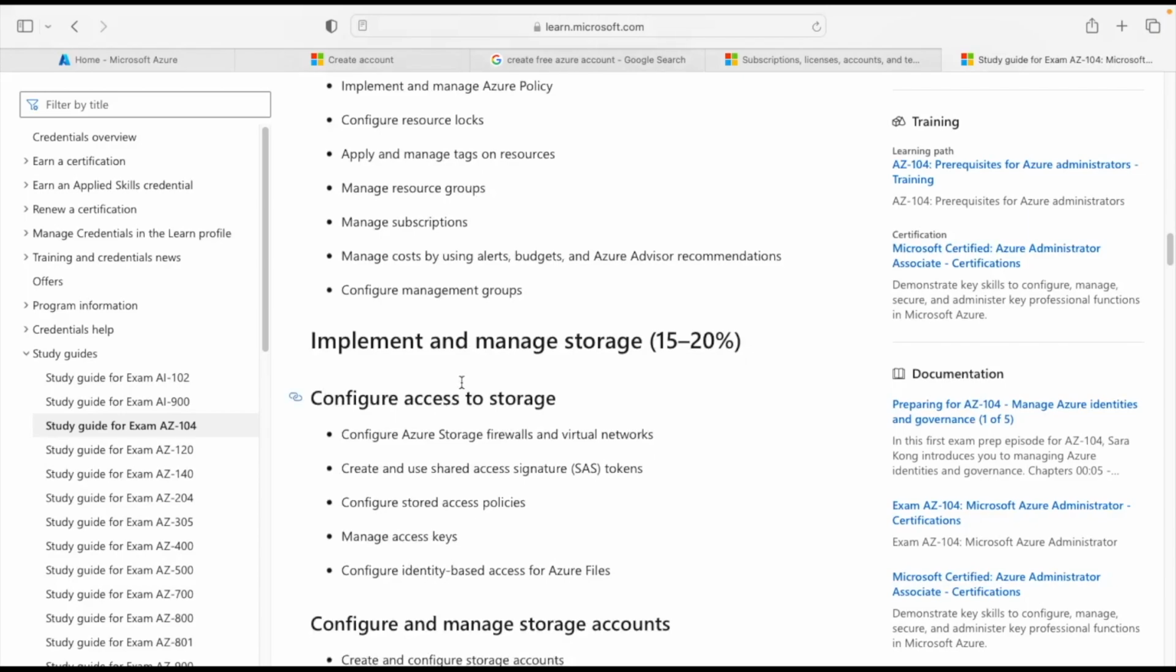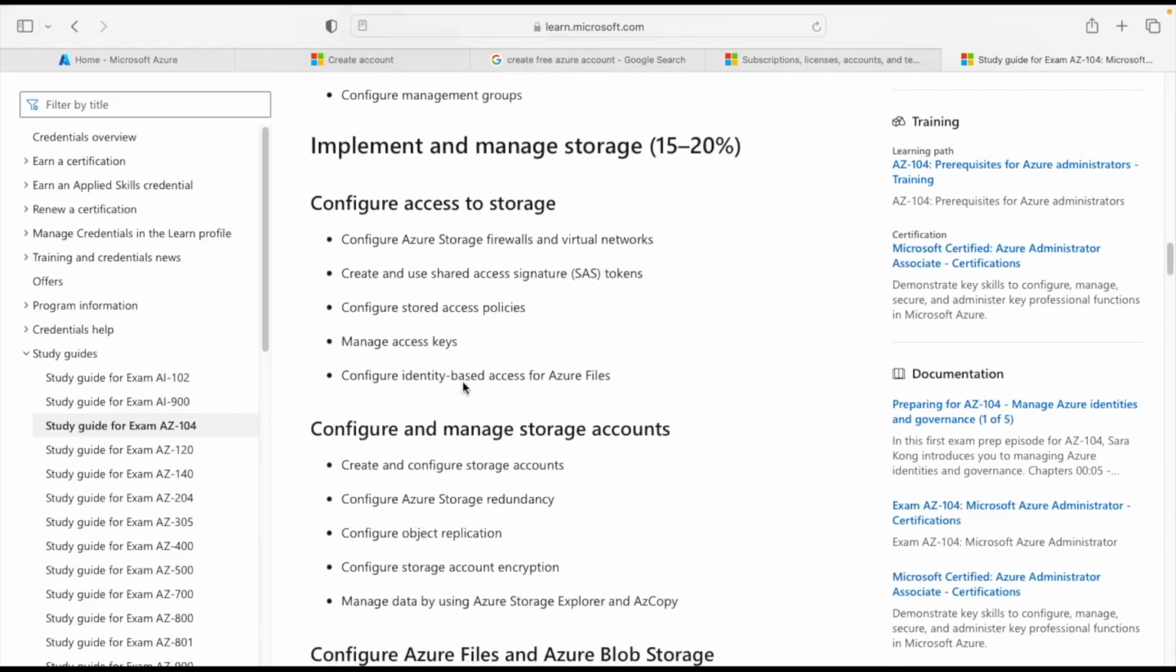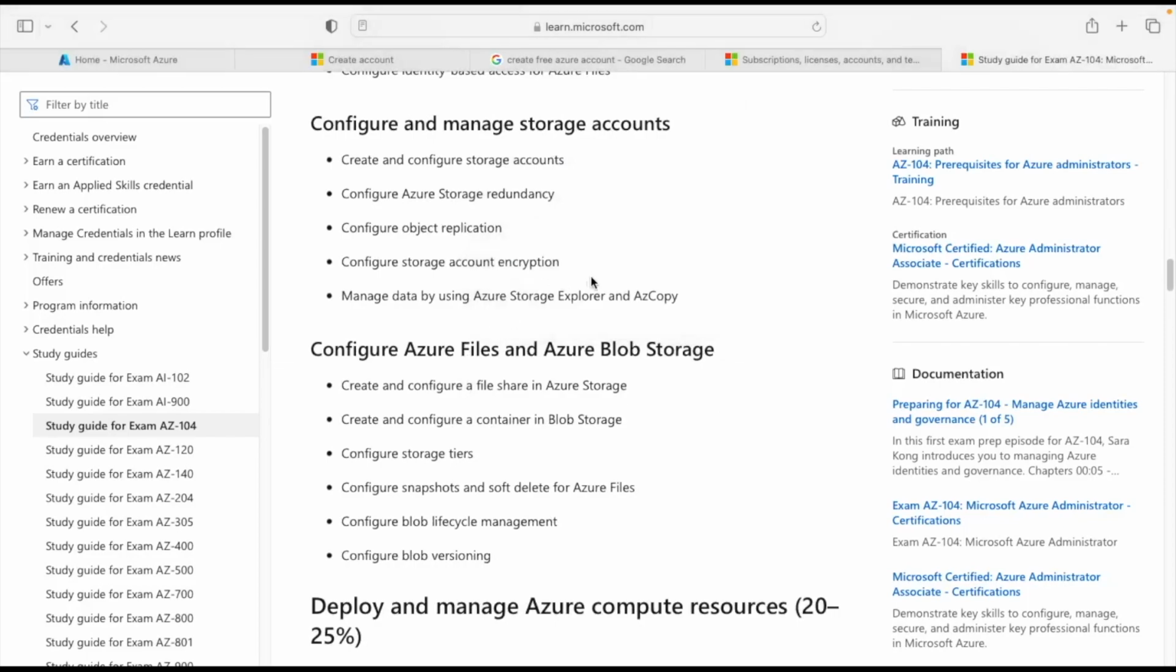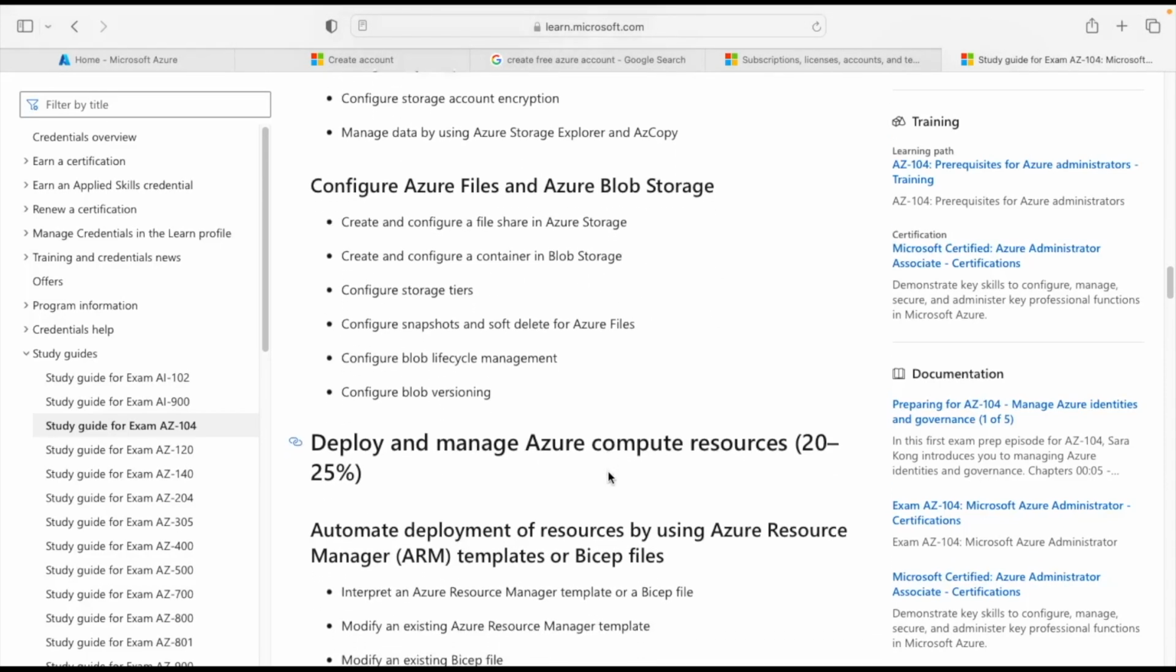Coming to the storage, which is of 15 to 20 percent weightage in the exam, we have to cover mostly about Azure storage accounts and how to configure them, and various properties related to Azure.